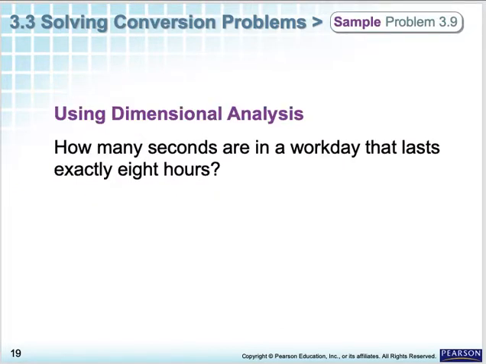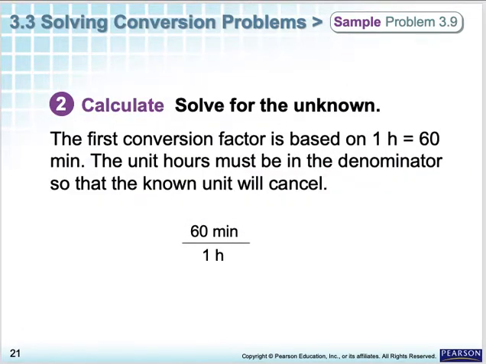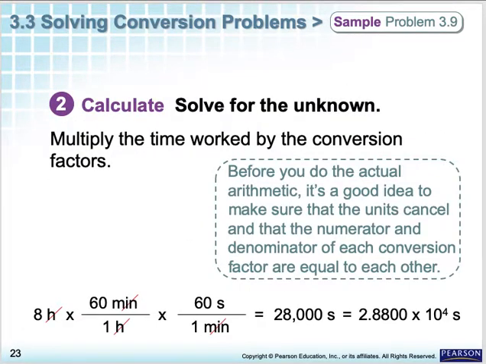So how many seconds are in a workday that lasts exactly 8 hours? So we have 8 hours. We know that in 1 hour there are 60 minutes, and in 1 minute there are 60 seconds. And so to figure out what we don't know, we're going to use dimensional analysis. So we have a number of conversion factors, but here's really the meat of the question.